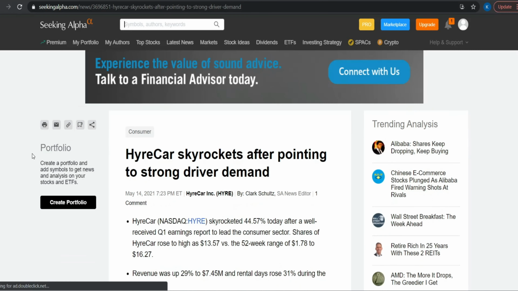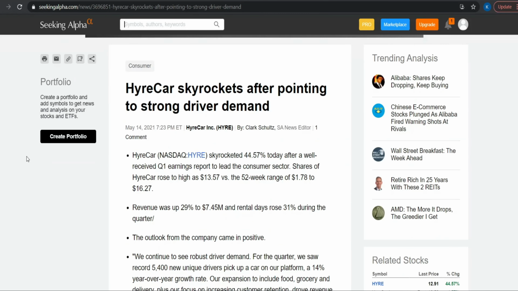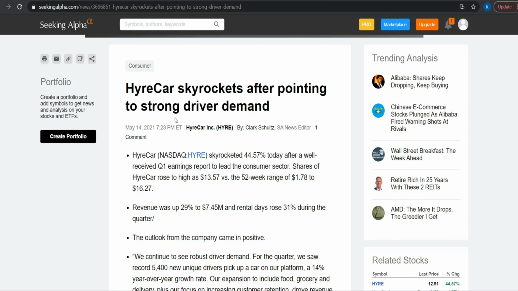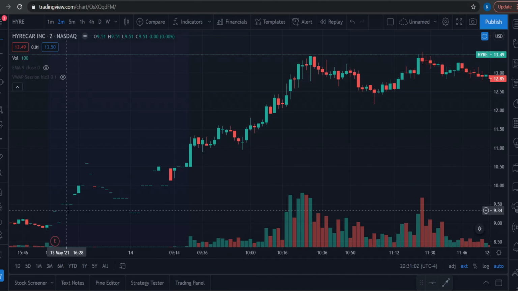Now, if we looked up the Seeking Alpha, we found that there was an article actually about the stock. Hertz, car skyrockets after pointing to strong driver demand. Now, you can get into deep reading into this, but the most important thing is that we have this headline. So this was a recent headline. This was on May 14th, and this was May 14th that this was gapping up.